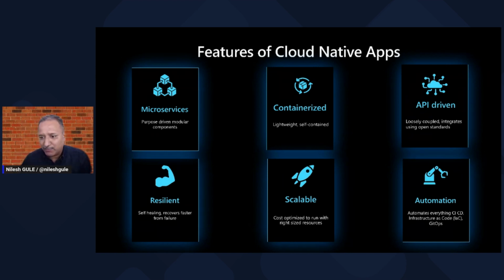APIs are also quite popular nowadays. So instead of building point to point connections, we develop these as APIs, or we expose these as APIs, and they help us build loosely coupled applications. And it also helps us work with open standards. On the bottom, we see things like resiliency, scalability, and automation. Most modern day cloud native applications have this capability of self-healing, and they are resilient by nature, or at least they support features which help make them more resilient.